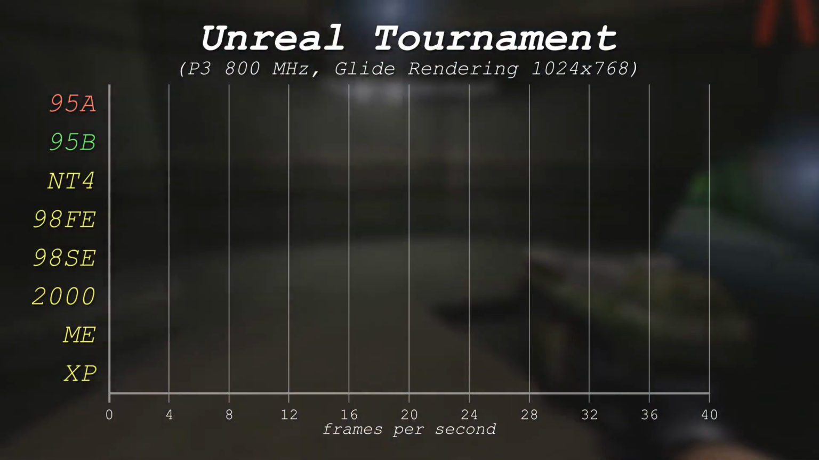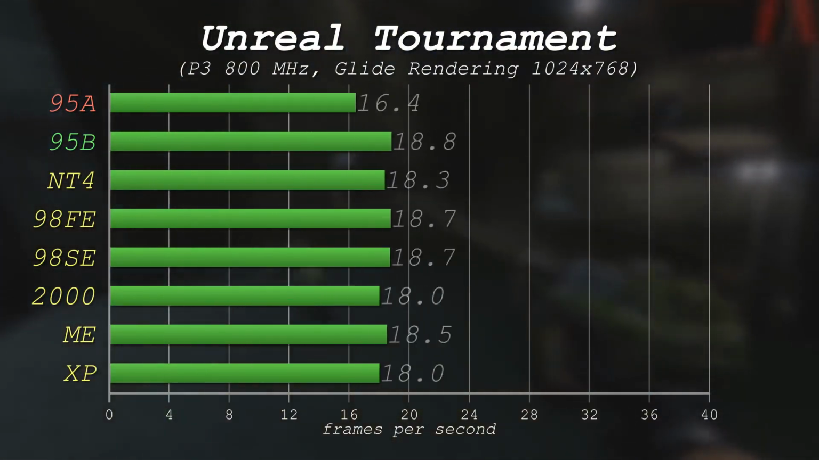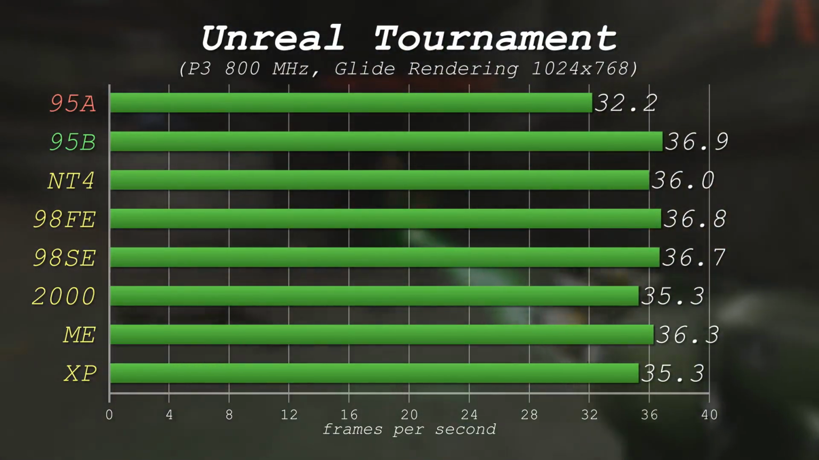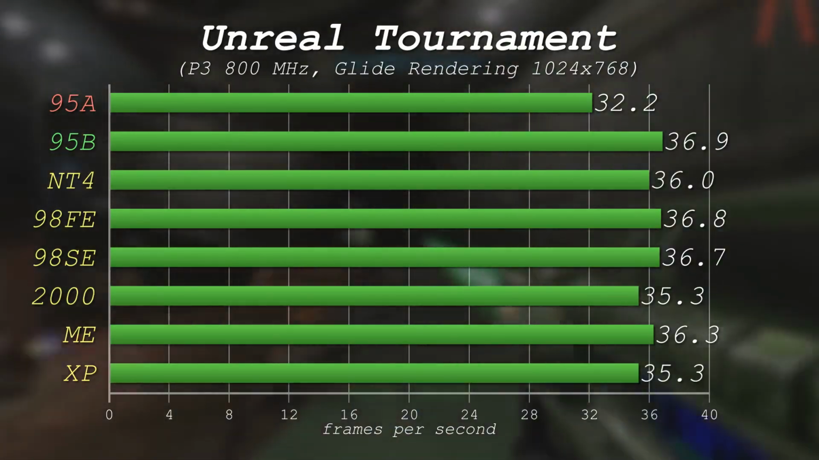Of course, Unreal Tournament Game of the Year Edition is slower due to its graphical improvements over the original Unreal, but this time the OpenGL renderer works.